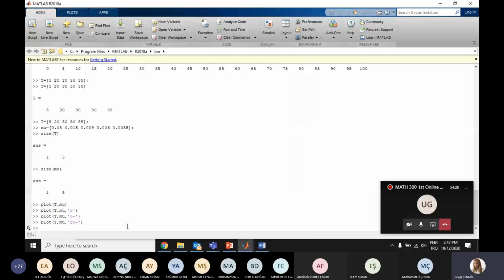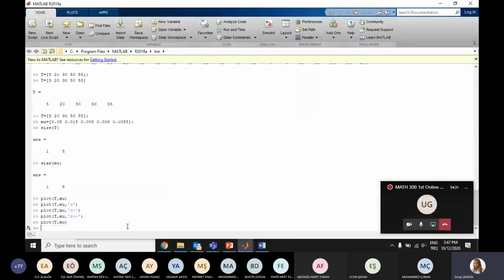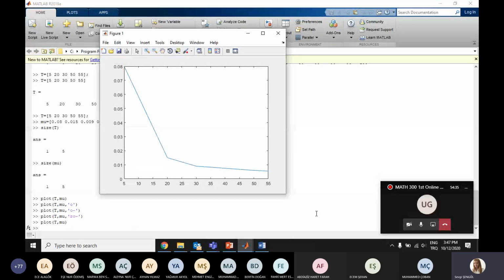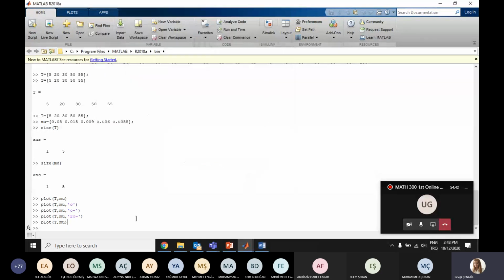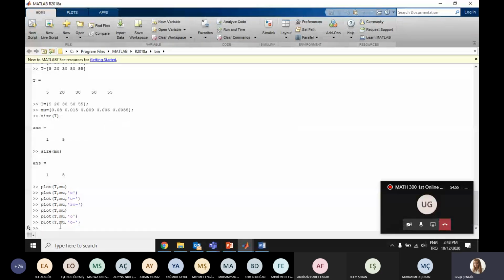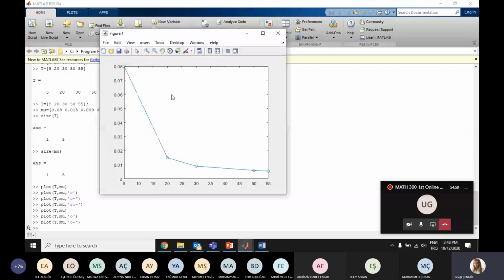Now let me go over. So firstly, we just plot t and mu, and this is what we saw. So just a line, it is connected with a line. Okay, but I wanted to specify the data points. That's why I put circle. And once I do that, it just put a circle there. Now it's hard to see that. I want to put a circle and a line. And to do that, I just put circle and line here. And it just puts circles for the data and the line there.